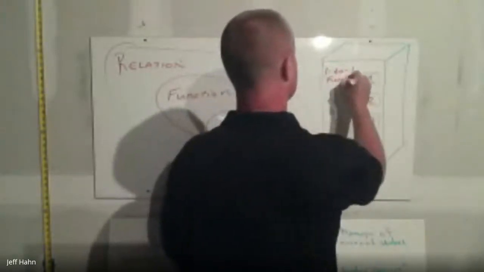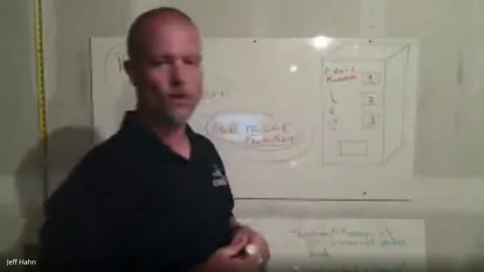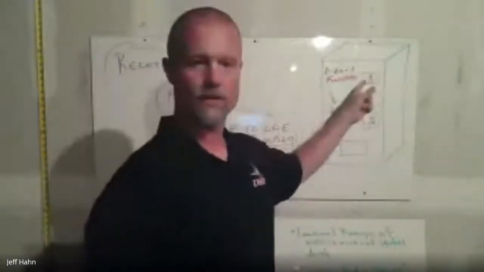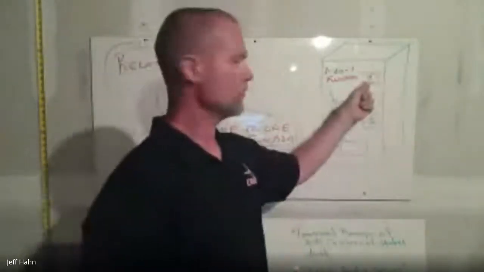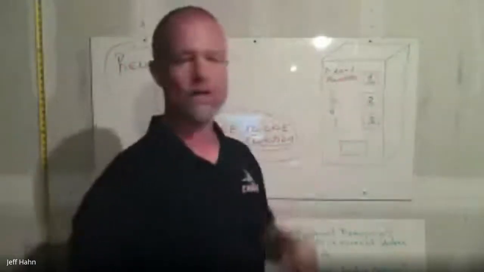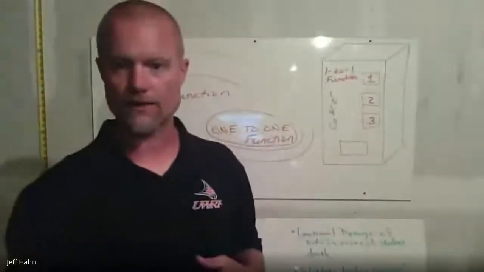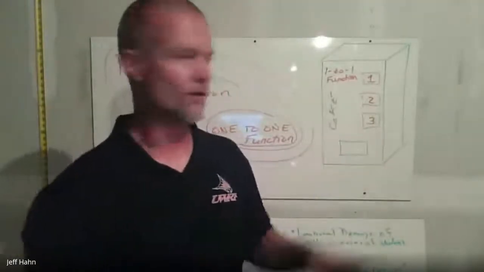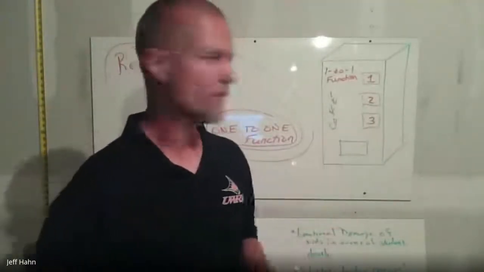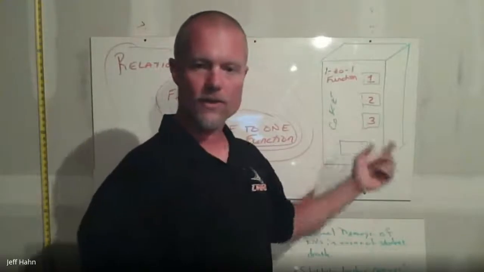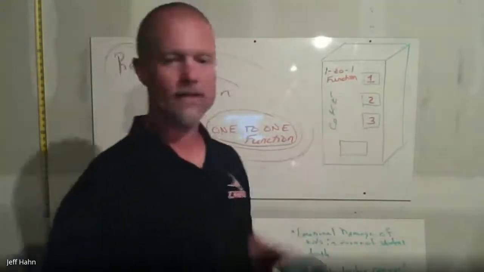In a one-to-one function, every time I press the 1, I get a Coke out. When I press the 2, I get a Sprite out, every time. When I press the 3, I get a Mellow Yellow.